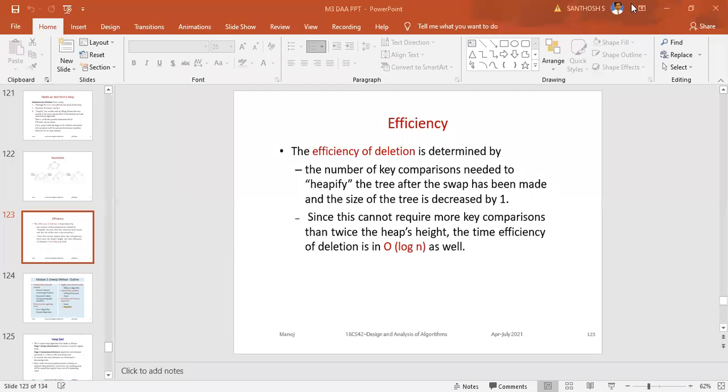So have you understood? Have you understood the heap construction using both bottom up and top down? I hope you have understood this particular concept.